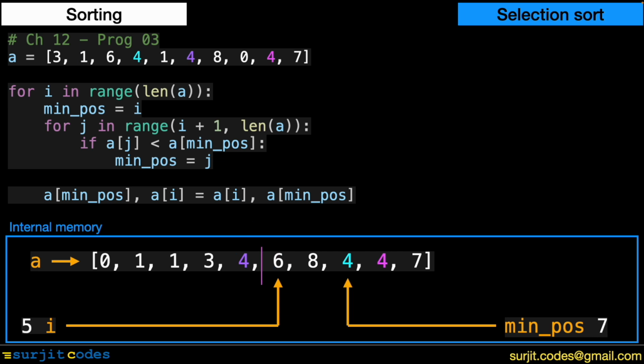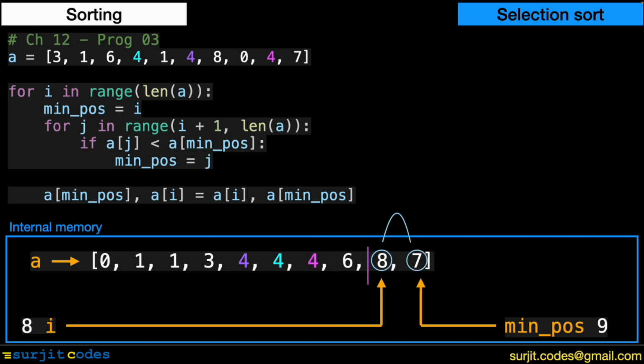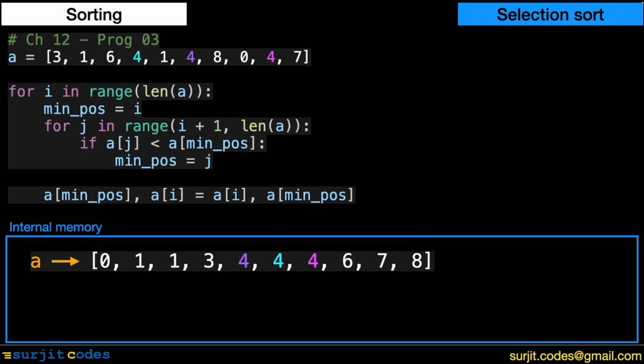For i equal to 5, we find the minimum at position 7. We swap 6 with 4. Next, we swap 8 with 4, 6 with itself, 8 with 7, and 8 with itself. With this, the loop over i ends, and we get the sorted list. Selection sort is also in place, but it is not stable because relative positions of the three 4s have changed.